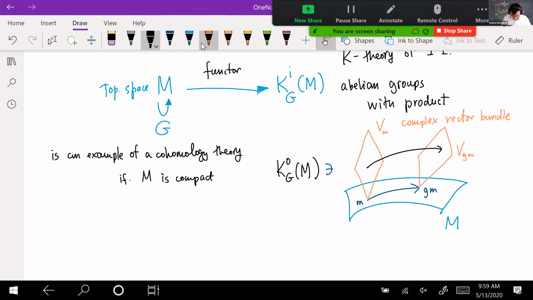Again, to make the connection: if M is a point, then K_G^0 of a point is just our old representation ring of G. That was a vector space on which G acted, but now I have a vector bundle, a collection of vector spaces indexed by points of M, and I demand that in the fiber over each point the action is by linear transformation.